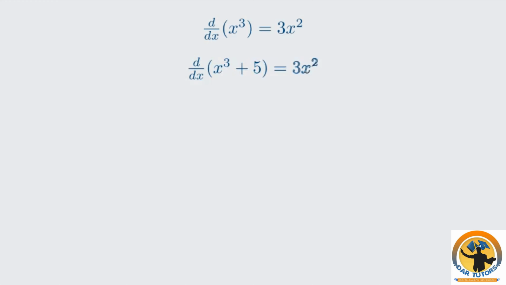However, x cubed is not the only function whose derivative is 3x squared. What about x cubed plus 5? Its derivative is also 3x squared. The same is true for x cubed minus 10. In fact, the derivative of x cubed plus any constant, which we'll call c, is 3x squared. This constant c can be any real number.